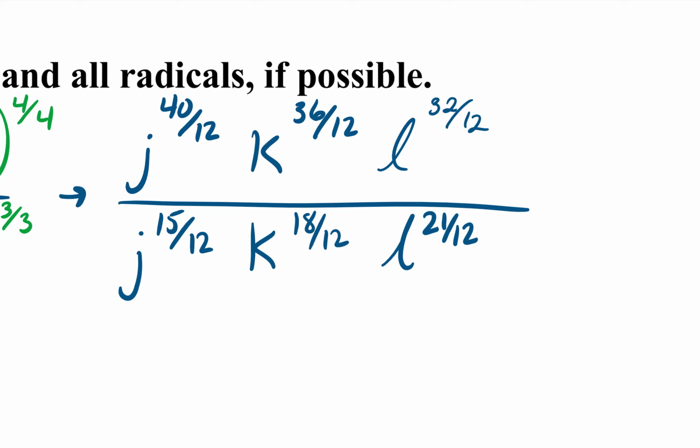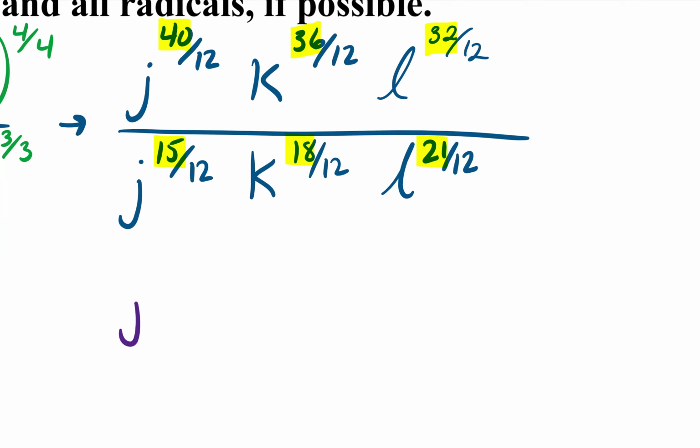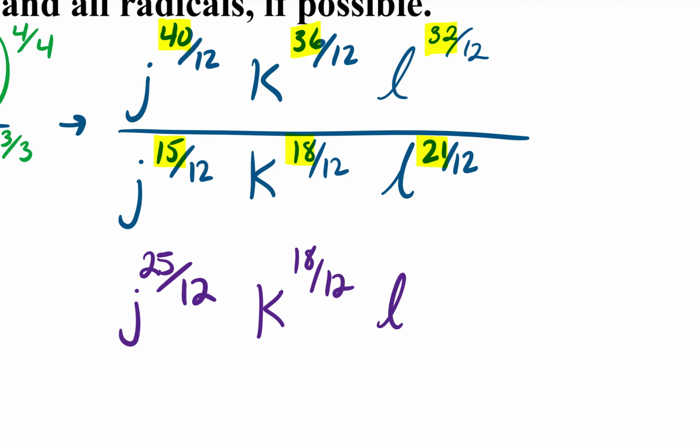I can subtract. I subtract my top exponents from my, or I do the top minus the bottom. I don't want to say that incorrectly. Alright, so if I subtract my j, right, 40 minus 15 is 25. 36 minus 18 is 18. And then 32 minus 21 is what, 9?